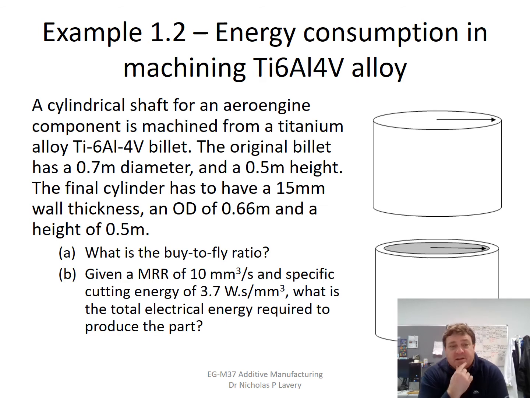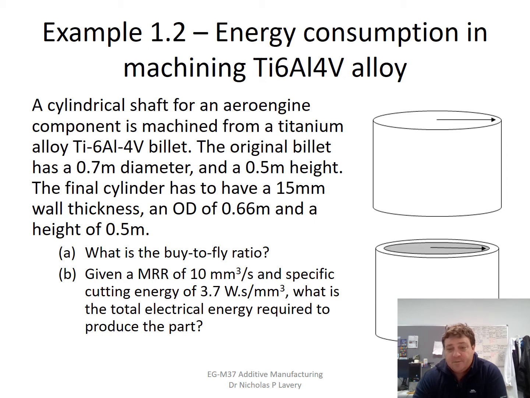Okay, let's continue on this vein of working out the energy consumption in machining different materials. So we have here a cylindrical shaft for an air engine component machined from a titanium billet of Ti6Al4V alloy, which is a titanium alloy. The original billet has a 0.7 meter diameter and a 0.5 meter height, and the final cylinder has to have a 15 millimeter wall thickness.